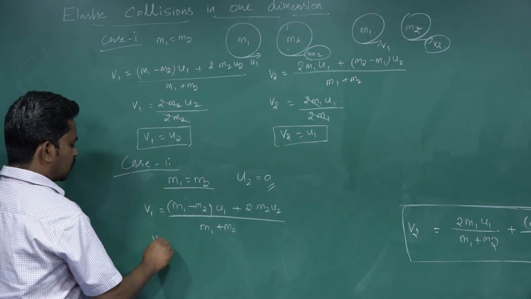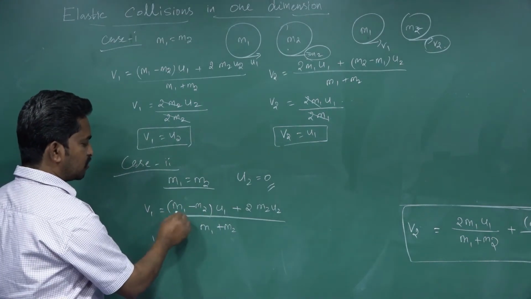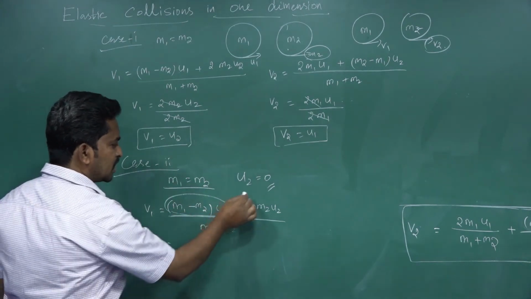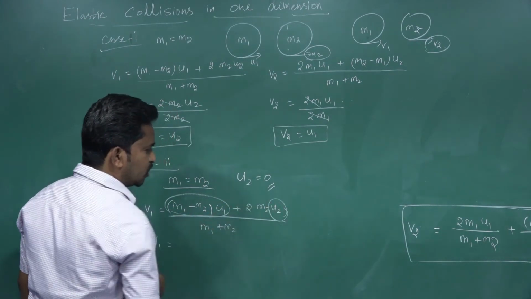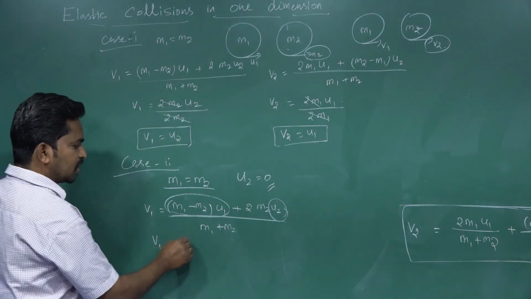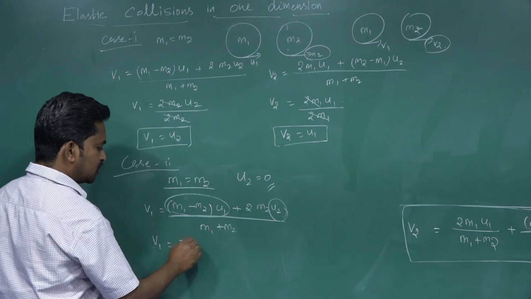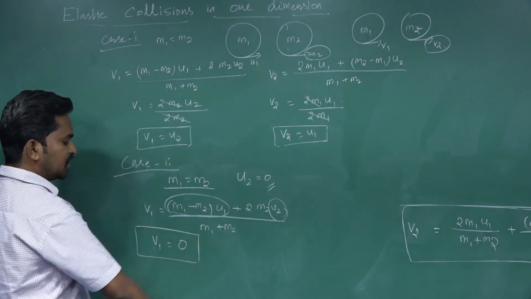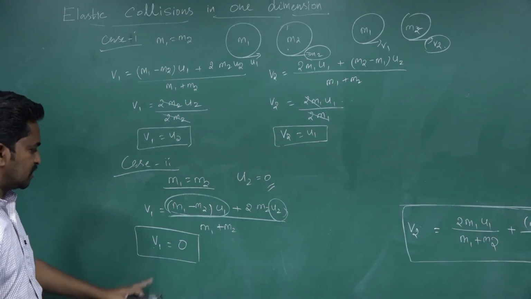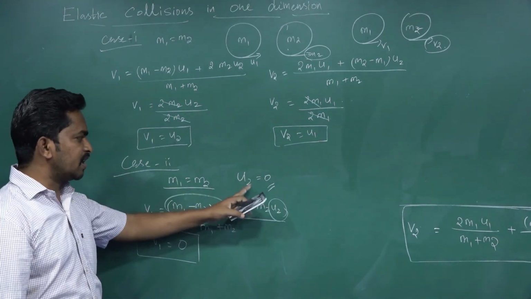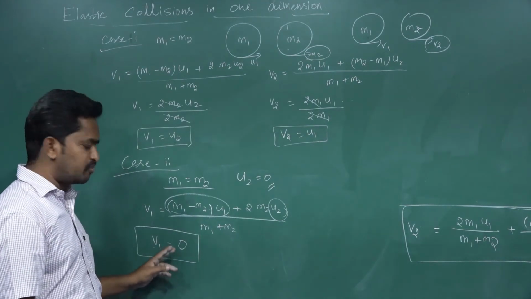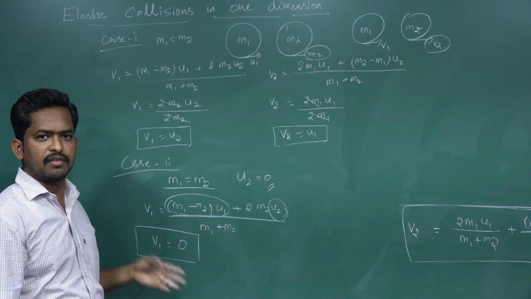So v1 is equal to, since m1 is equal to m2, m1 minus m1 is 0, so the term is 0. Here, u2 is 0 because the second object is at rest, so this term is also 0. Zero divided by anything is 0, so v1 is equal to 0. If the mass is the same and the target is at rest, the final velocity of the first object is 0.